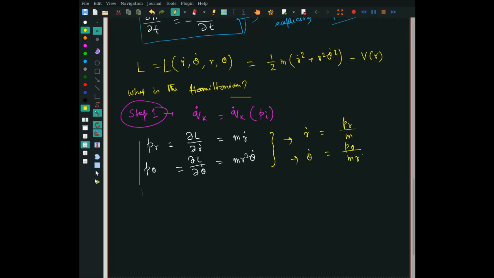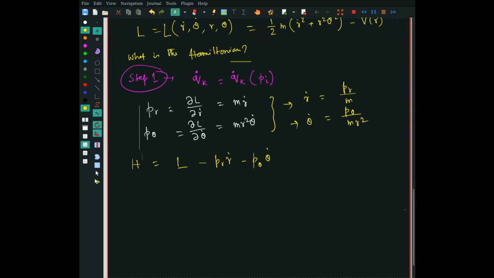So basically, from these two equations, you will obtain r dot equals pr over m, and theta dot equals p theta over m r square. Now you define your Hamiltonian as L minus pr r dot minus p theta theta dot. Okay, so that is the definition of your Hamiltonian. Sorry, this is my minus of Hamiltonian.